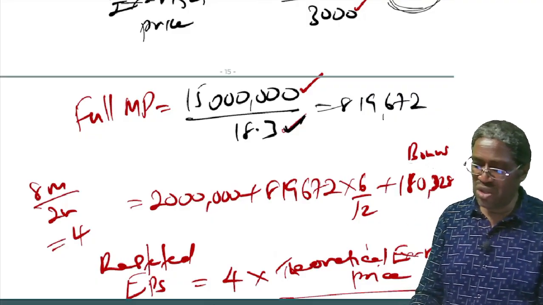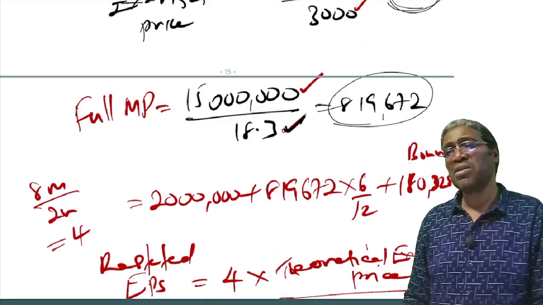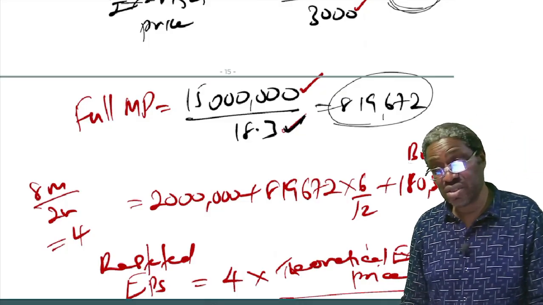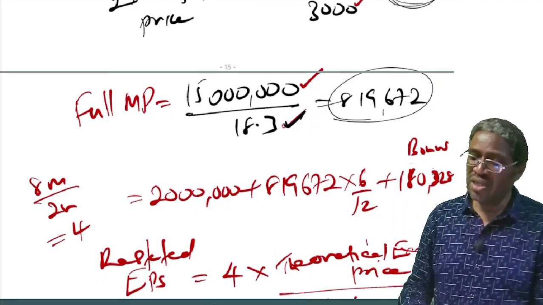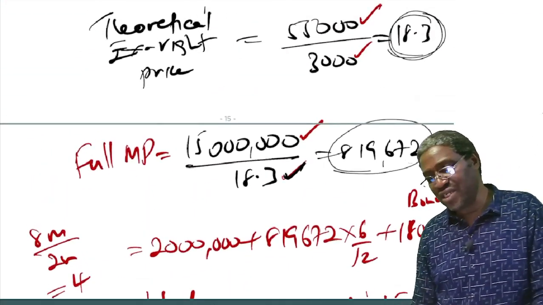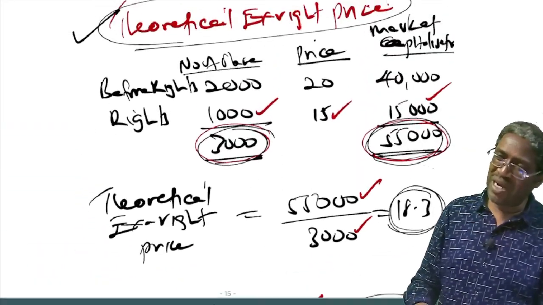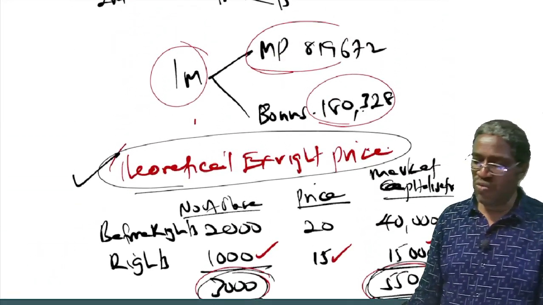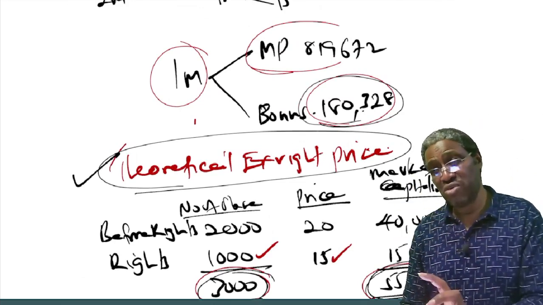Their 15 million would only be enough to buy 819,672 shares. That is enough to buy that amount. Meaning the balance out of the 1 million, 819 thousand is those deemed to be issued at full market price. That leaves me with the balance of how many? 180,328 to be the ones issued as bonus.